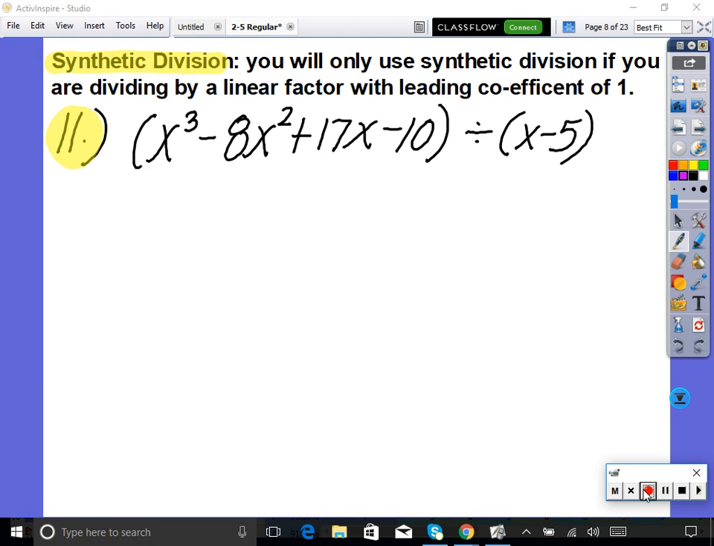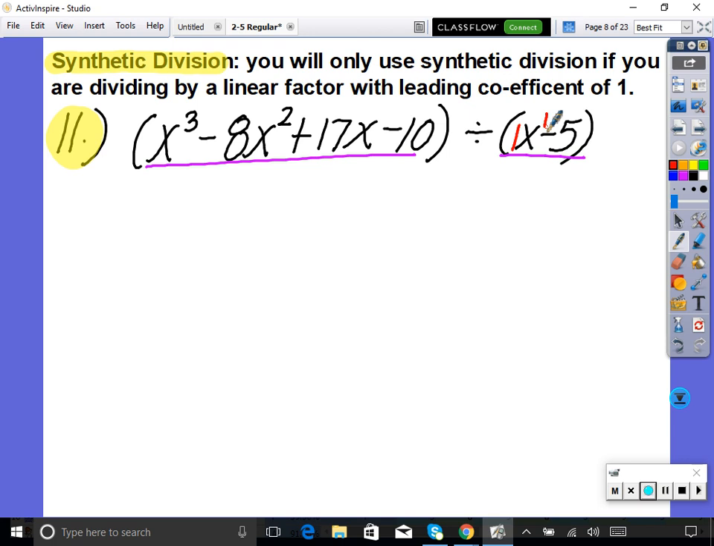I'm saying take this polynomial divided by this polynomial. We can only use synthetic division if what you're dividing by is a linear factor, so degree 1, and a leading coefficient of 1. Does everybody hear that? If it is, we can use this quick method. If not, you have to do long division. Otherwise, it will give you the wrong polynomial. Does that make sense? For example, if this was squared, we would have to use long division. Does everybody understand?